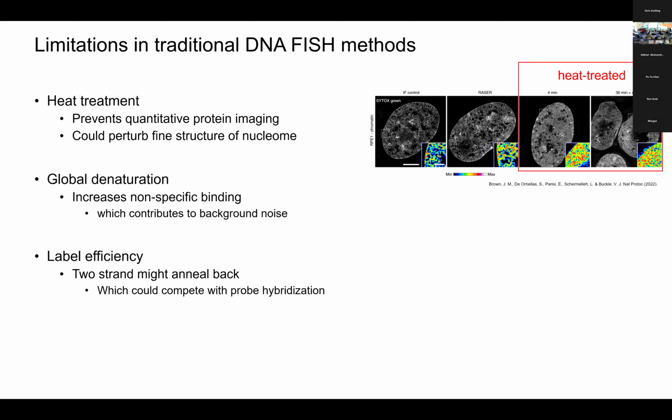And also, if we heat up the DNA to open the two strands, the complementary strand is still there. So there's a chance for the complementary strand to hybridize back to the target strand, which could compete with the DNA FISH probe hybridization. So it lowers the labeling efficiency. Both the high background and low labeling efficiency prevent us from performing high resolution genome imaging.